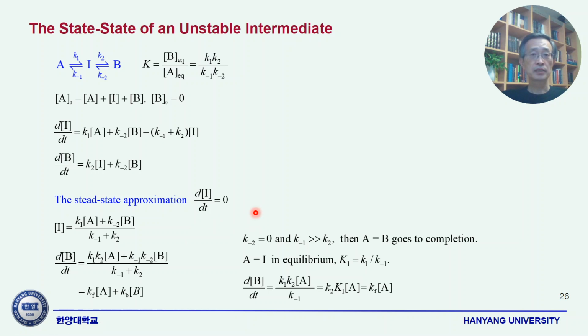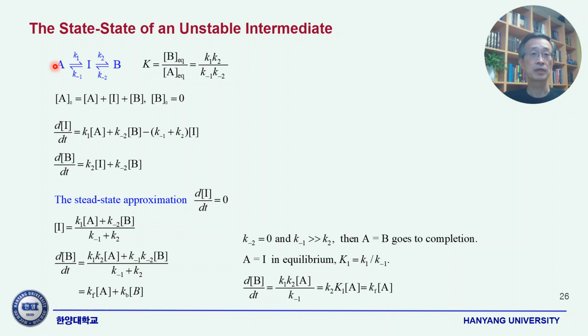And then the second topic is the steady state unstable intermediate I. It was a reversible first order reaction, but there is an intermediate in between. So there are four rate constants: k1, k2 forward, k minus 1, k minus 2 backward.